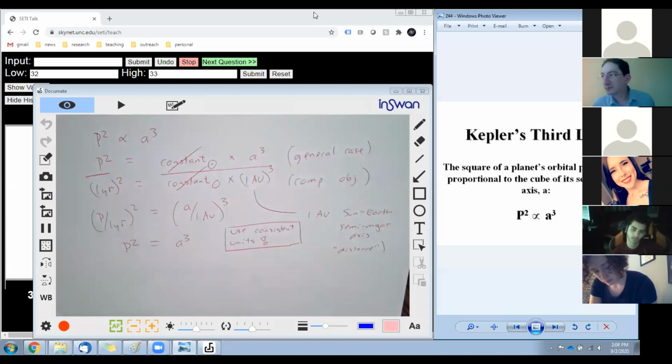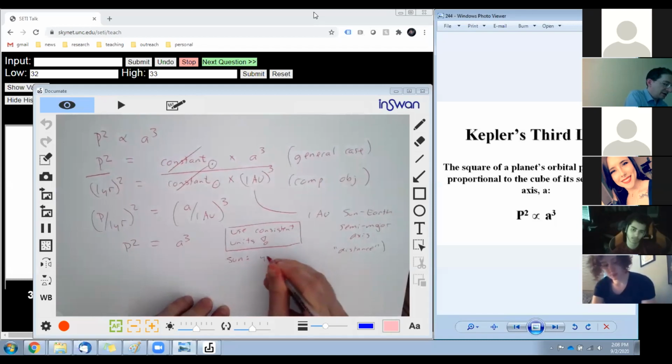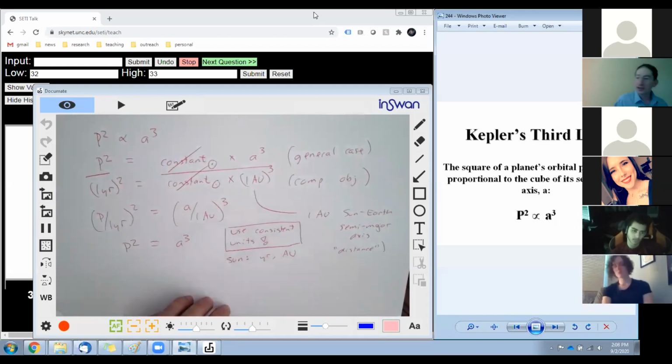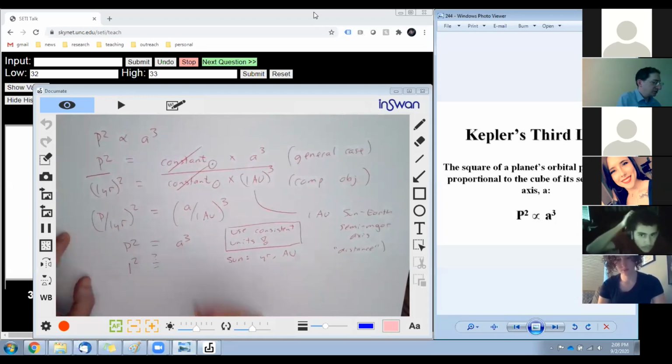And consistent refers to the central body. When we're talking about things going around the sun, consistent units are years and AU. And we can check that. Now take the case of the Earth. It orbits the sun in 1 year, so 1 squared, is that equal to a cubed?